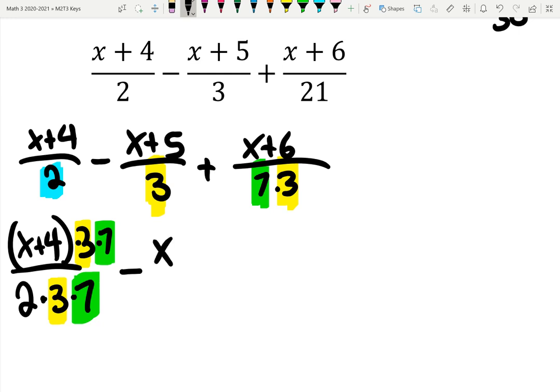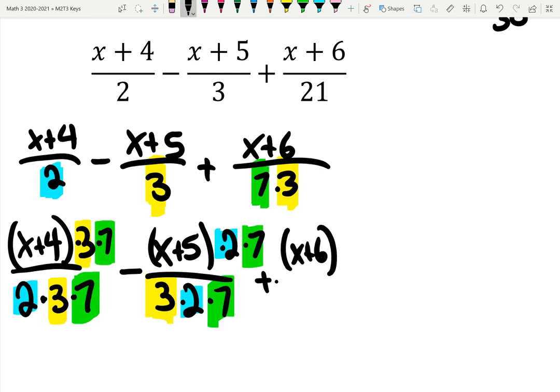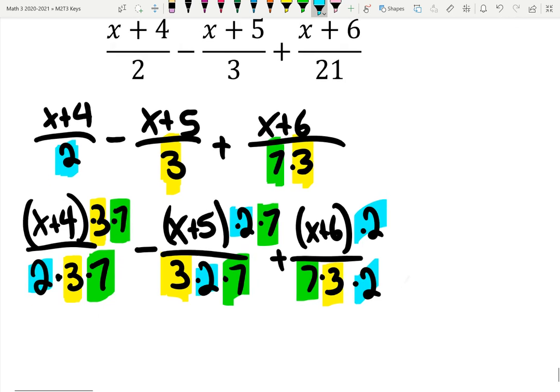Minus x plus 5. What is missing? Well, I'm missing a 2. I'm missing a 7. Plus, parenthesis, x plus 6, 7 times 3. What am I missing? I'm missing that 2. Factored form enables you to write a common denominator a bit easier.